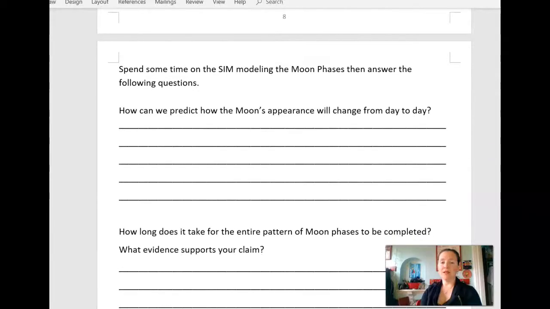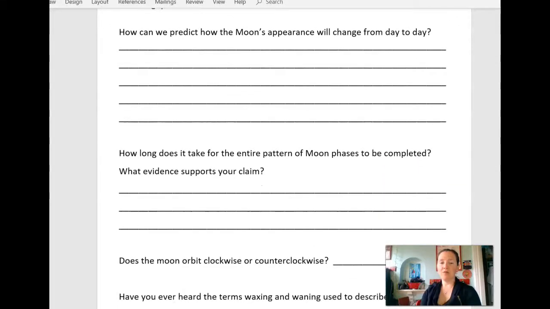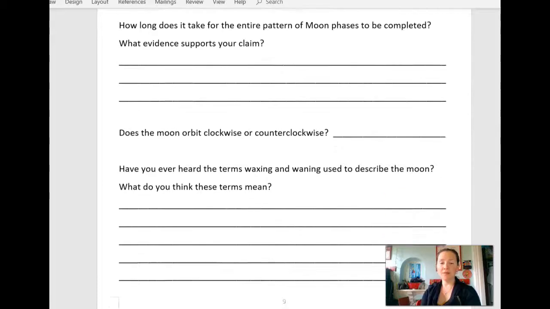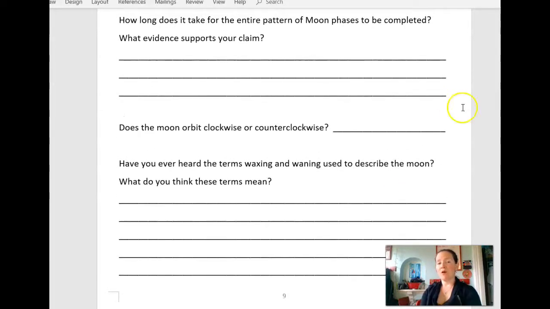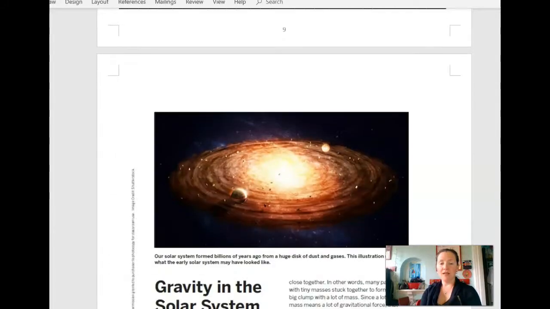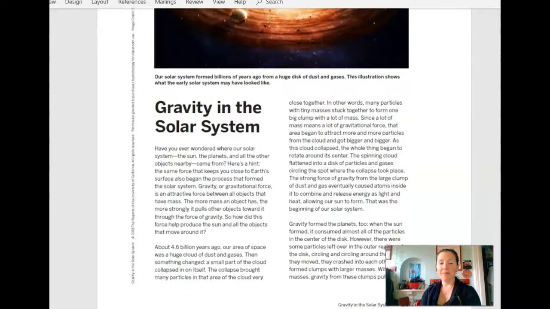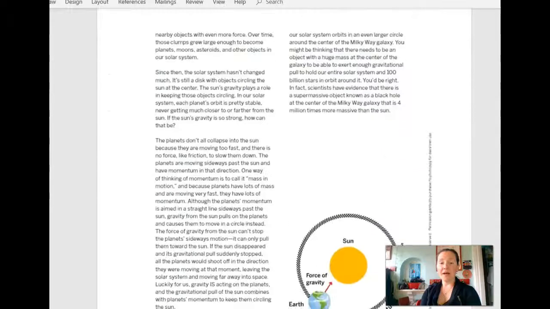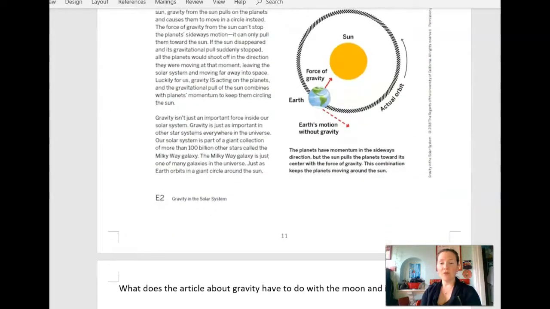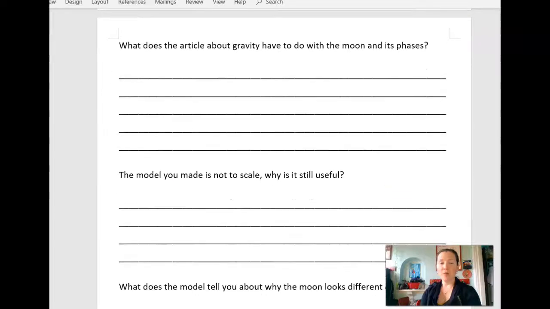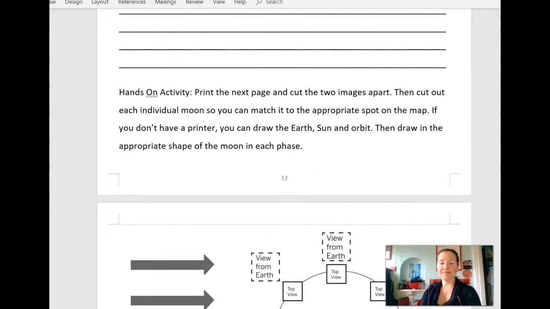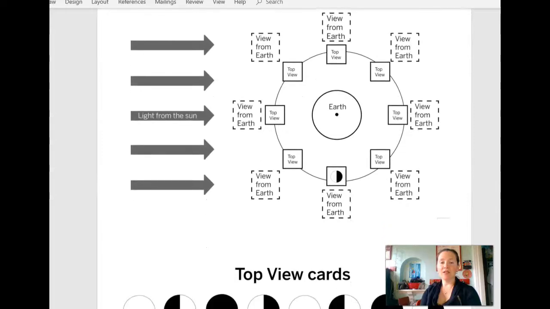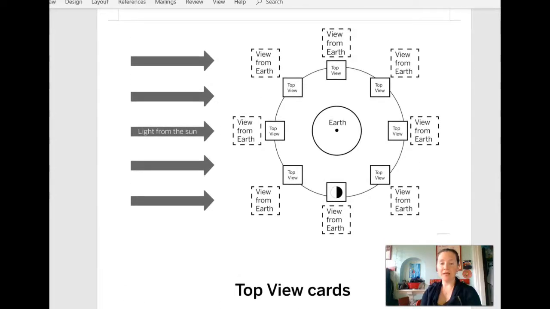And so there's some writing to help you reflect. There's some sim activities to help you figure out what's going on with the moon and its appearance. There's opportunities for you to think about evidence. We want to still remember our claim evidence reasoning skills. And then there's another article that you'll be reading about gravity in the solar system and how that impacts what's going on with the Earth and the moon. Opportunities to reflect on that. And then there's this activity that you get to do that's sort of hands-on. I just wanted to take a minute to explain it.